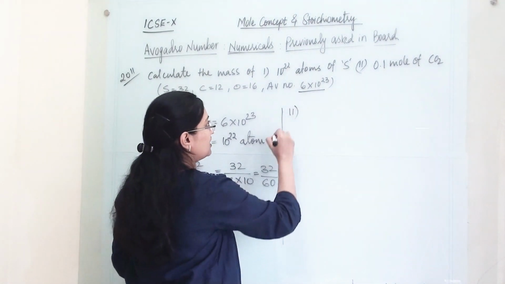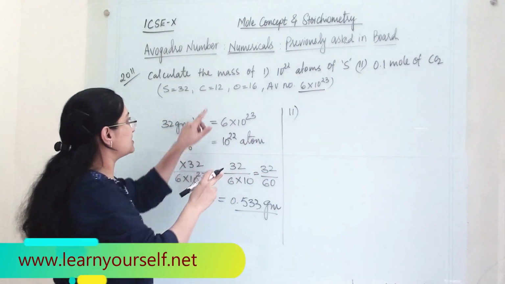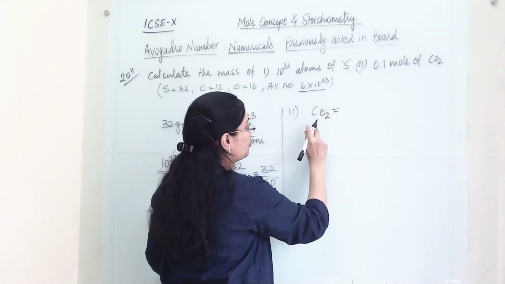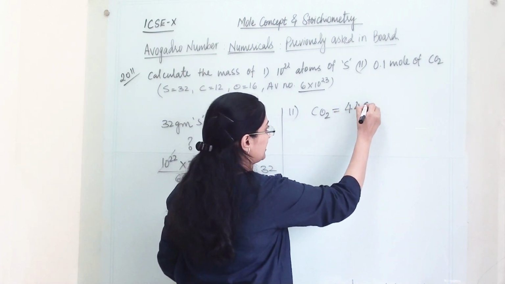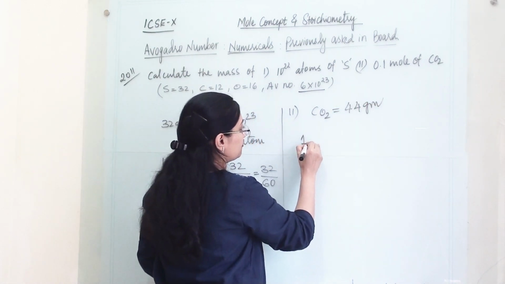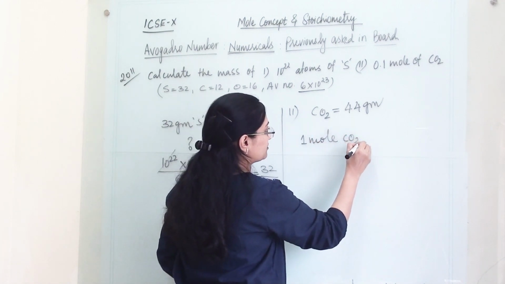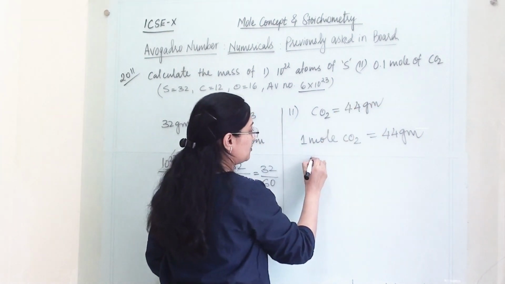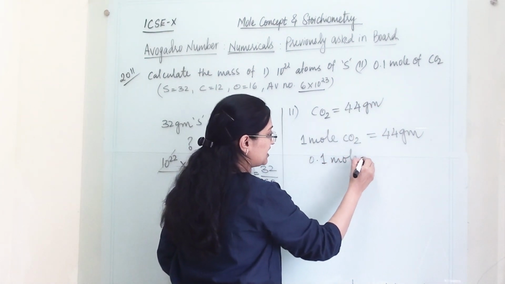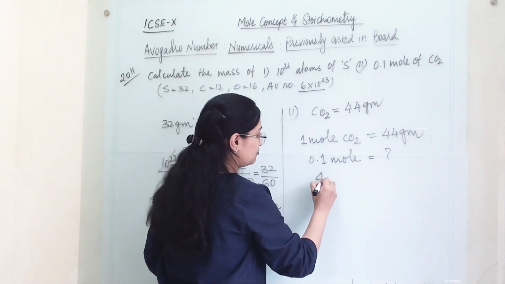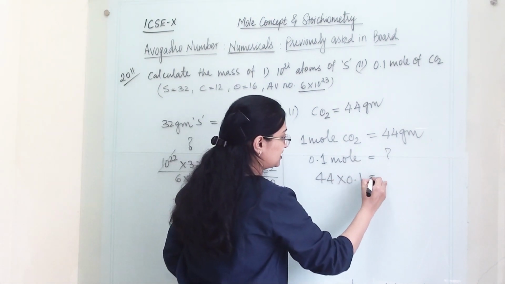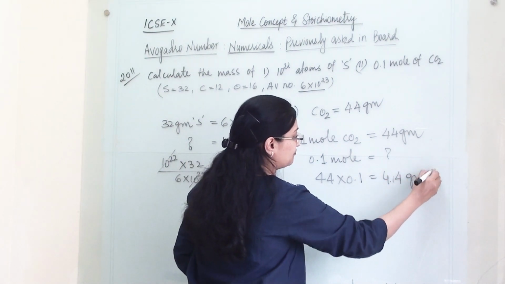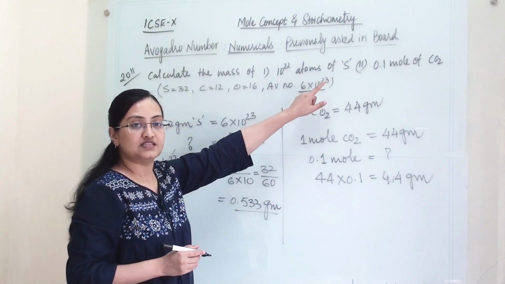Now second, 0.1 mole of carbon dioxide's mass we have to find out. Now carbon dioxide's molecular weight is 44 gram. For 1 mole of carbon dioxide weighs 44 gram. So how many moles do we have? 0.1 mole we have. So it will weigh how much? 44 into 0.1 equals 4.4 gram weight will be the answer for the second numerical.